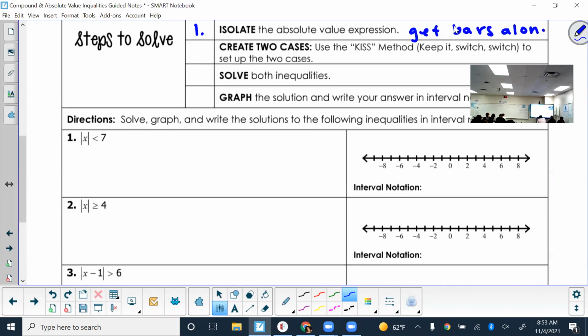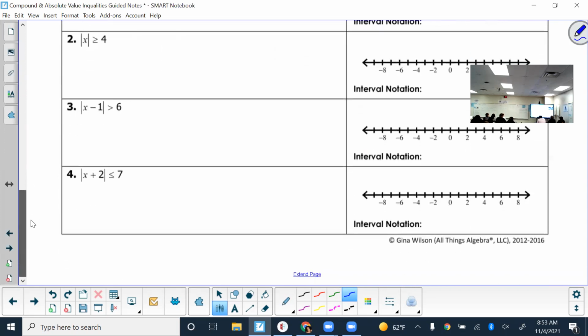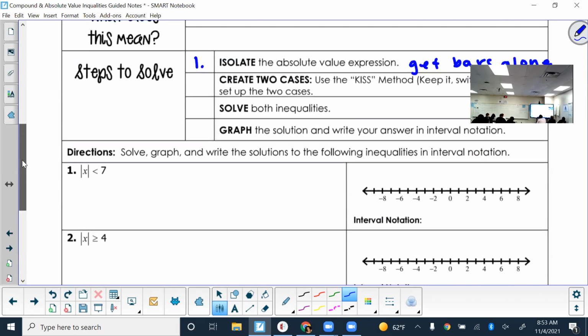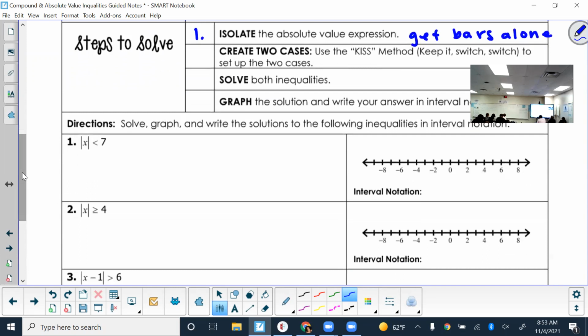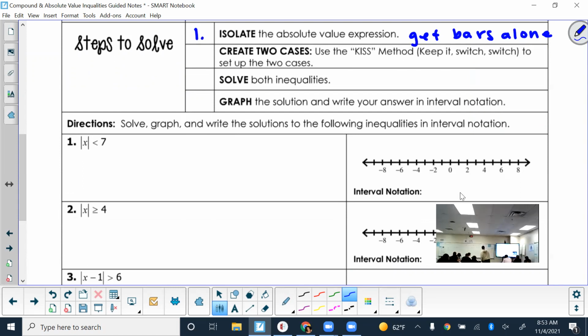So if there's stuff outside the bars, like in number 6 on your note page, if you flip it over, if there's stuff outside of it, then you need to get rid of it. And you get rid of it just like the way you do a variable. So do the opposite of what's being done. Get rid of what's farther away first. So first you need to get the bars alone. Second, you're going to split it into 2 separate problems.